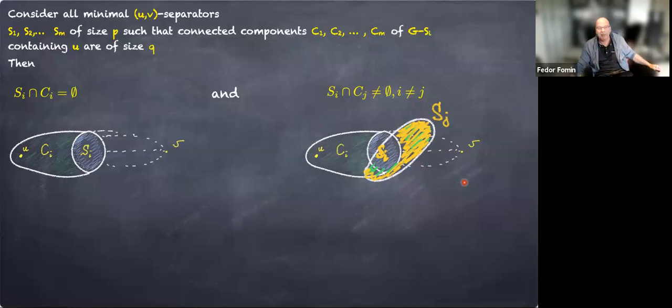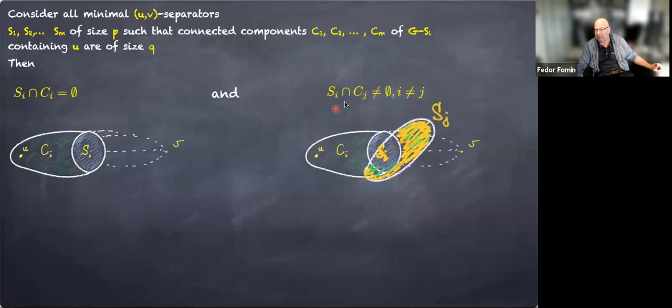Well, if I take a separator Si and the corresponding component, of course they do not intersect, right? Because what is the component? A component is a connected part of a graph which is obtained after I remove the separator from the graph. So they could not intersect. So for every index i, the corresponding component and the corresponding separator do not intersect.